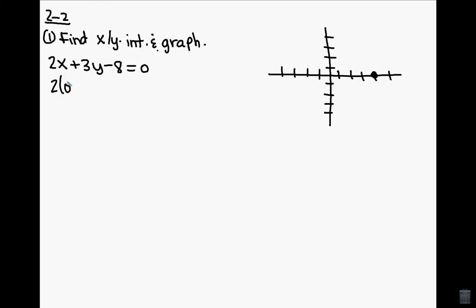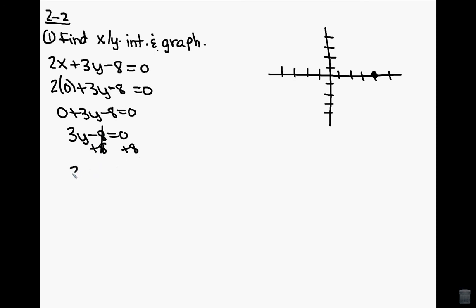So 2 times 0 plus 3y minus 8 equals 0. Again, order of operations, 2 times 0 is 0, plus 3y minus 8. Everything else just comes down. So 0 plus anything you don't really need to worry about. It's just 3y minus 8 equals 0. What do you do to both sides? Plus 8, plus 8. That does go away. It eliminates. So 3y equals 8.